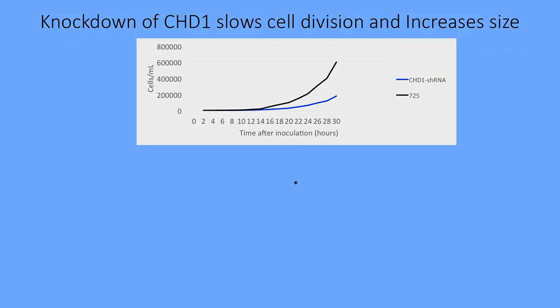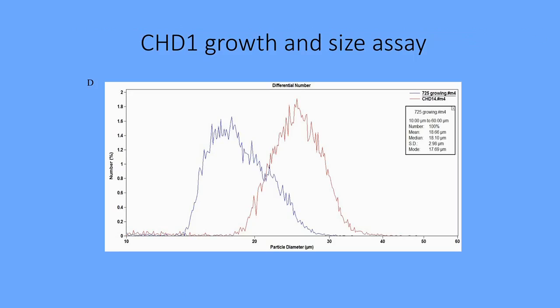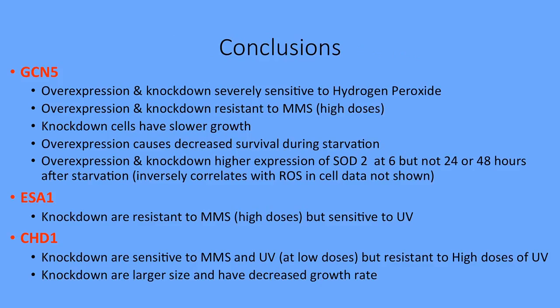And for those CHD1 knockdown cells, we noticed that they were growing really, really slow. And if you look at it, they have an increase in doubling time, and the diameter of their cells is a lot larger. When we put it through a cell counter, we can get the size distribution. And here the distribution is really pretty drastic in the size change for these knockdown cells.